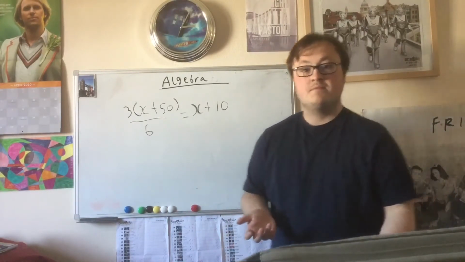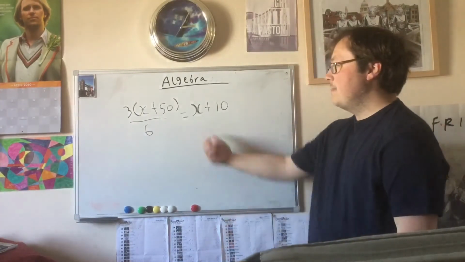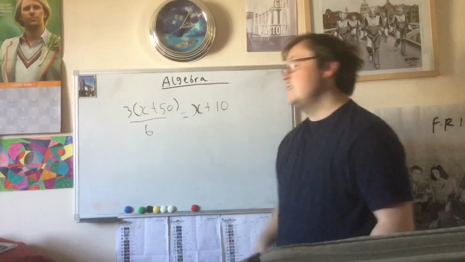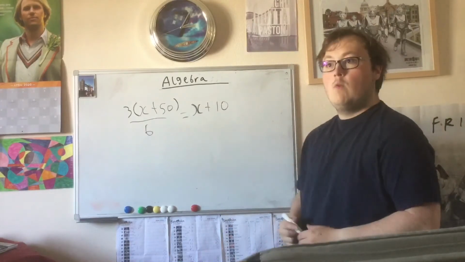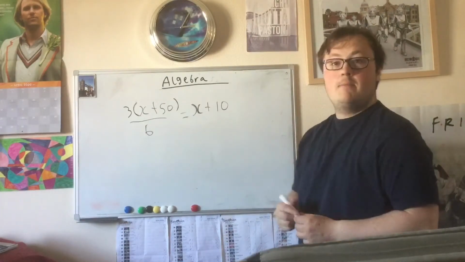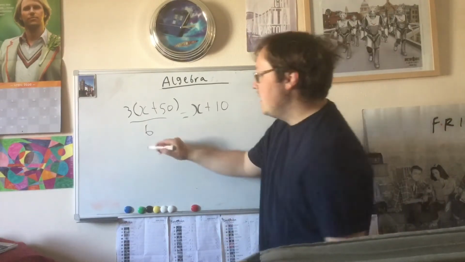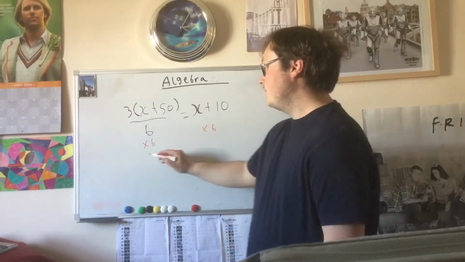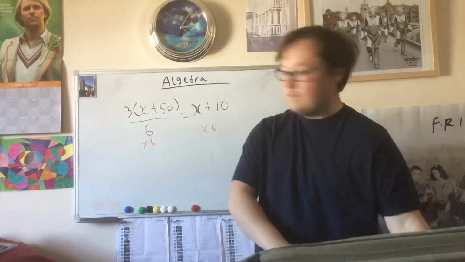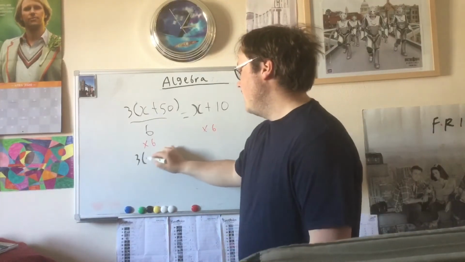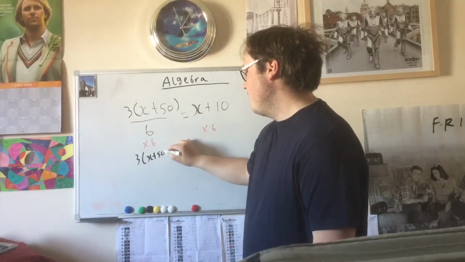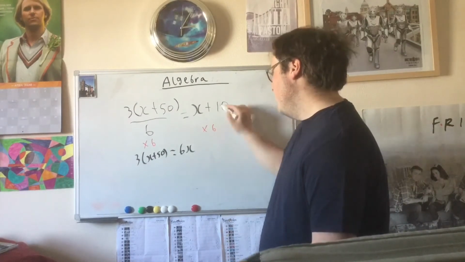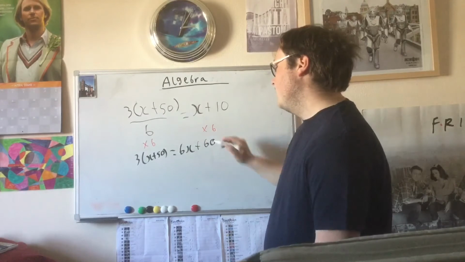What was it? So this is when we're going to be needing algebra. We're going to be balancing it out, because you can't do a flowchart because there's x's on both sides. So let's start off balancing. We're dividing by 6 in this problem, so we're going to be timesing by 6 on both sides. So that would become 3 brackets x plus 50 equals x times 6 is 6x, 10 times 6 is 60.